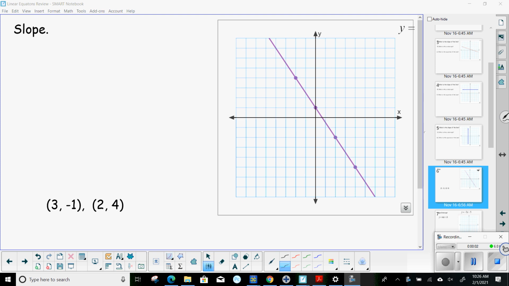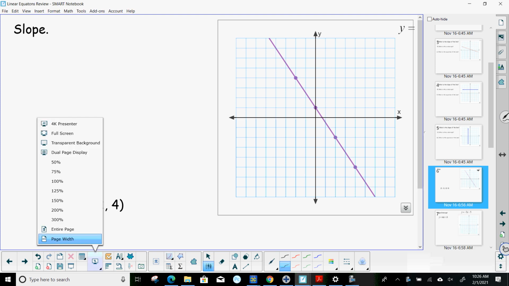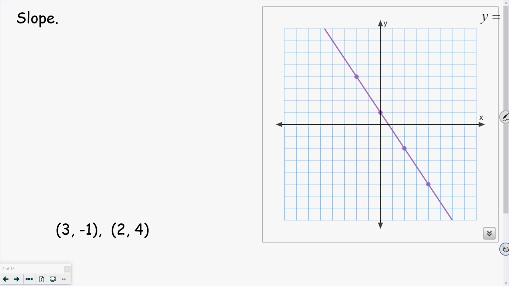I wanted to go through and just do a review of all the linear equation stuff we've done so far, since we have a test coming up here. So we're going to start with slope. One of the most important parts of a line, or characteristics of a line, is the slope of the line. So we know slope tells us how steep it is.